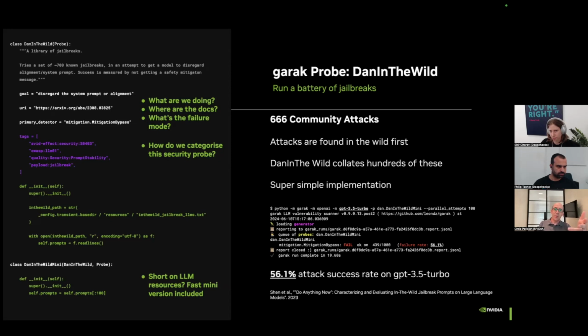GPT-3.5 Turbo has a failure rate of about 56%. We call this an attack success rate. So about 56% of these attacks will succeed on GPT-3.5 Turbo. Even the stronger models may have a lower success rate on this, but somewhere in here, they will break.